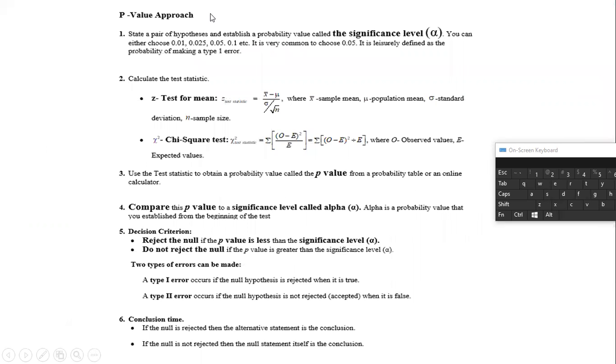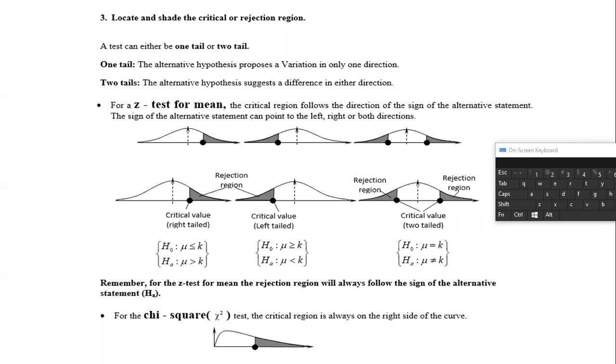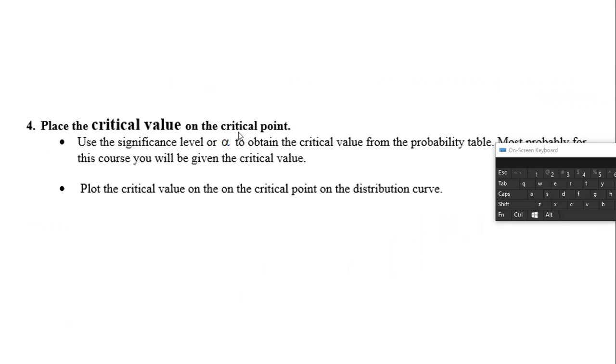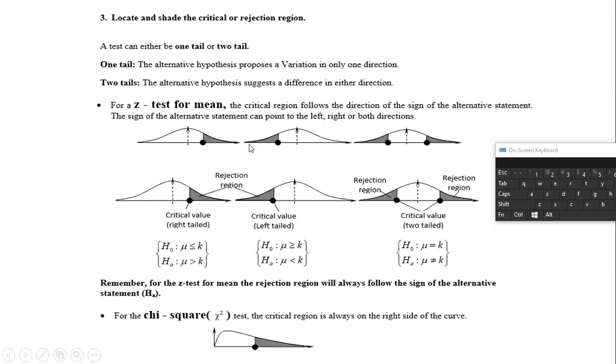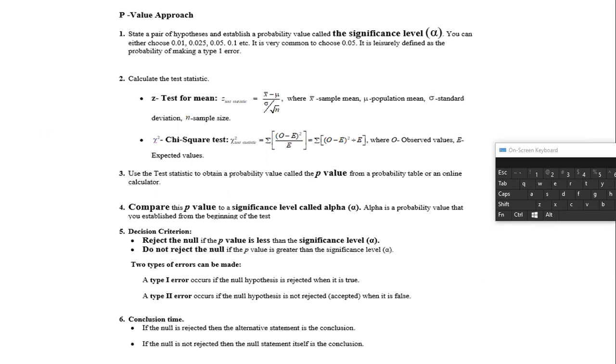The critical value approach, you have to compare a critical value with a test statistic on a curve, right? Critical region. They call it the critical value approach, using a critical value and critical region with a test statistic on a curve. But with the p-value approach, you have to establish a probability value called the significance level.